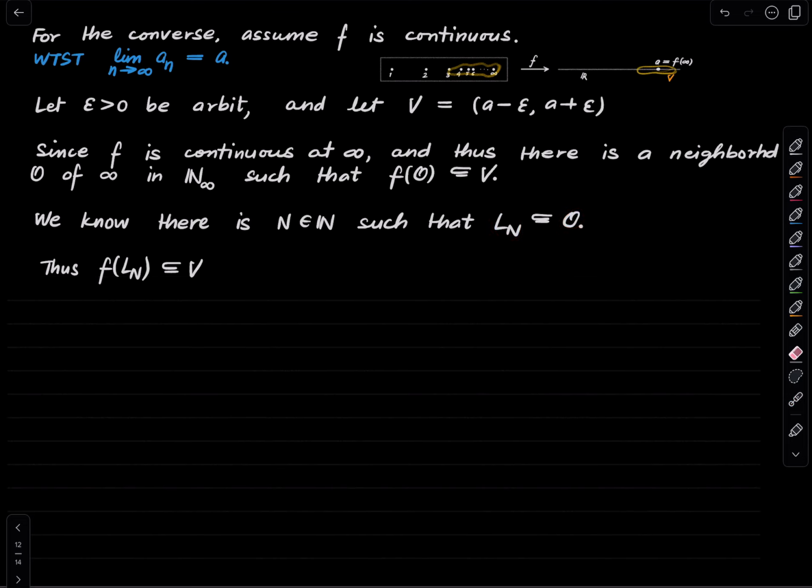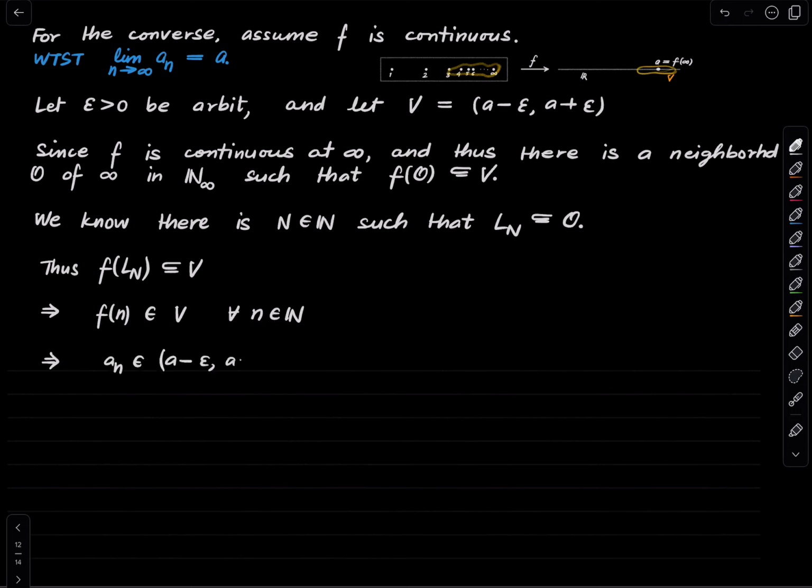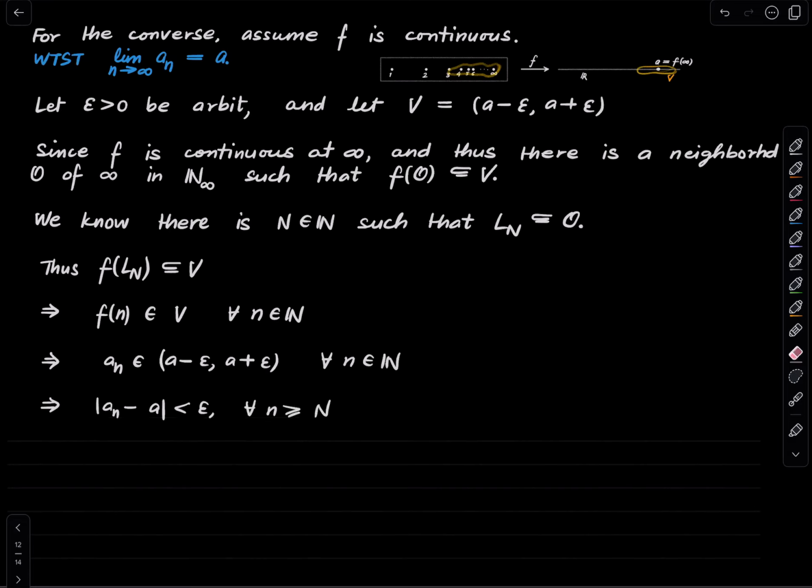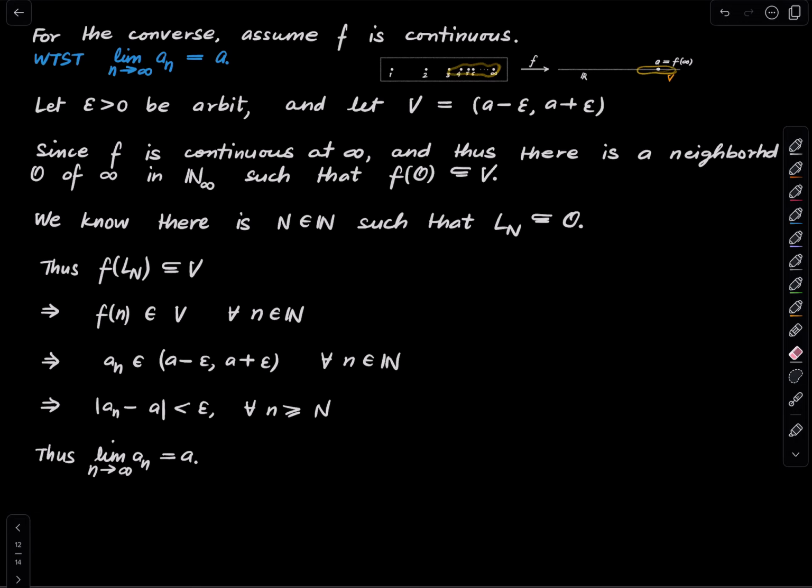And now if we just decode it, this just says, and this implies, which means this is the case, which means this is the case, and we are done, which is same as saying, since epsilon was arbitrary, we have shown that the sequence converges to A. It's just a reversal of the previous page.